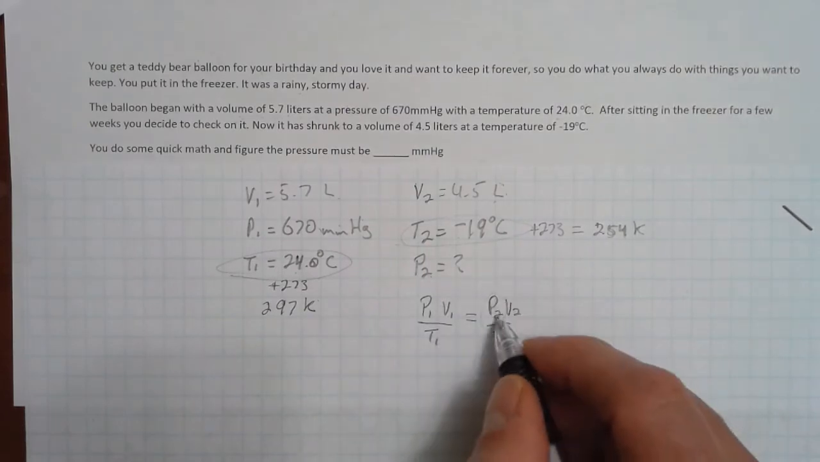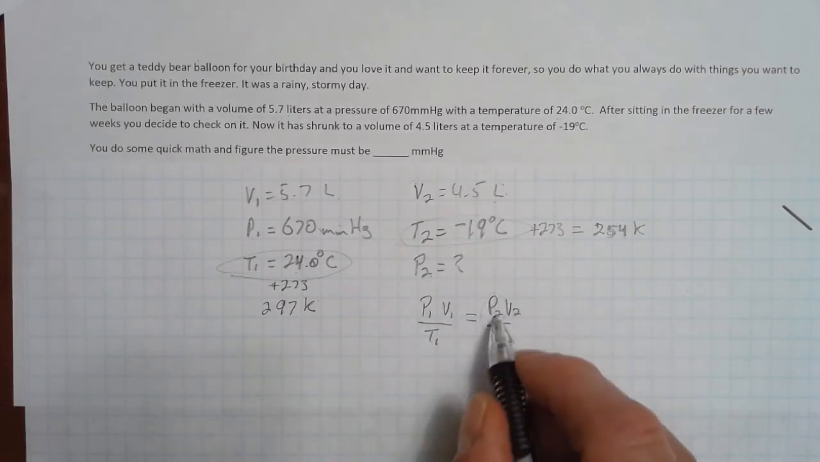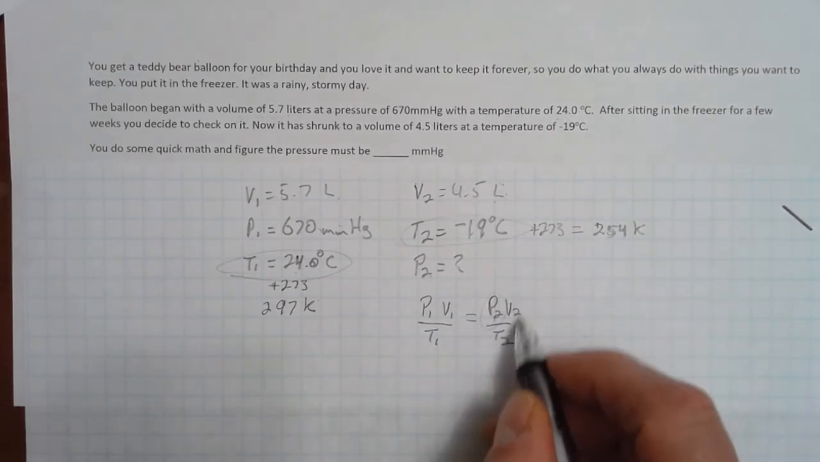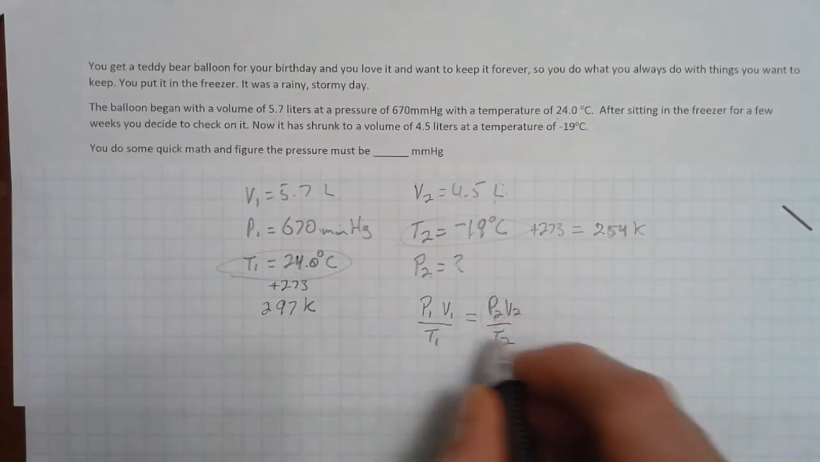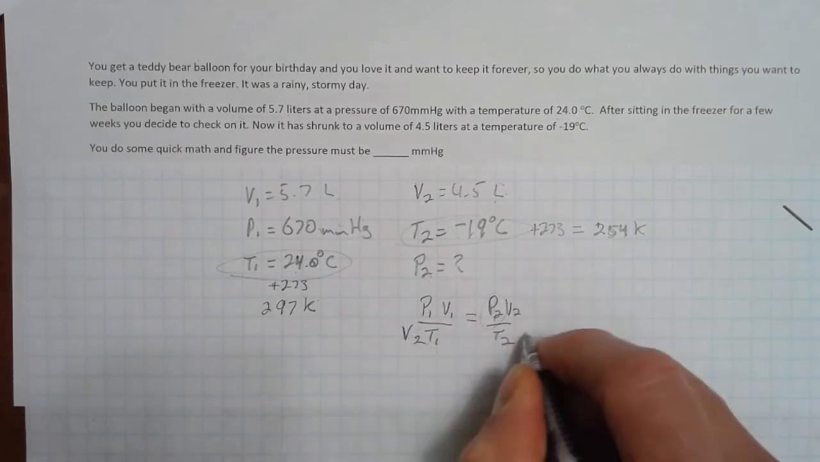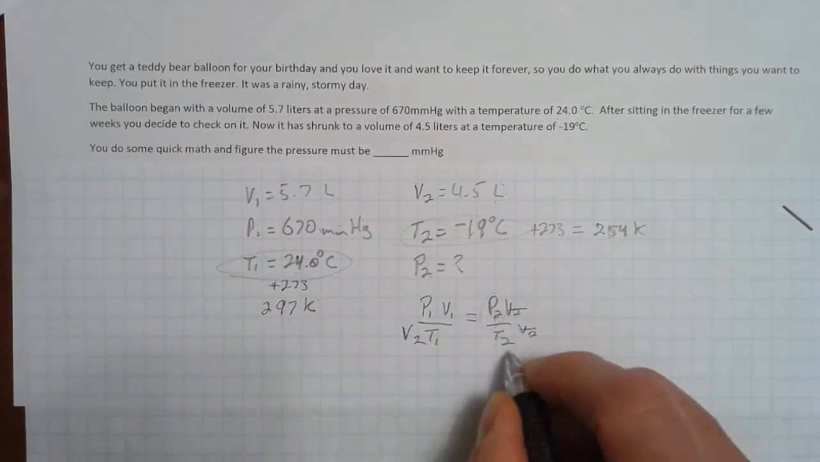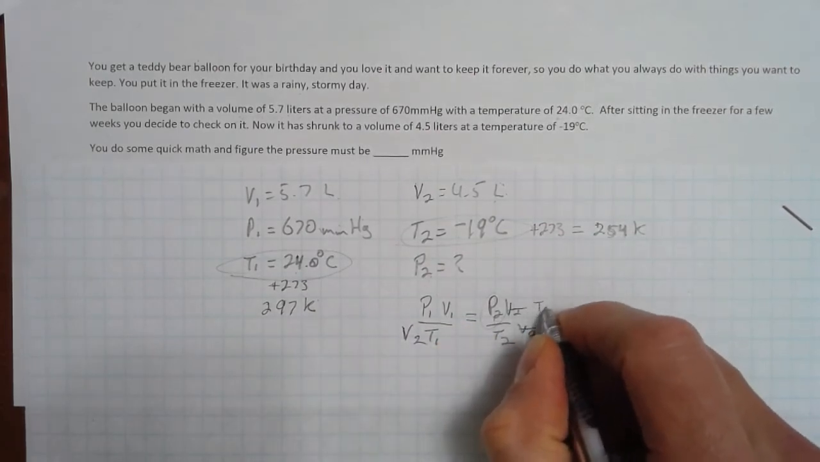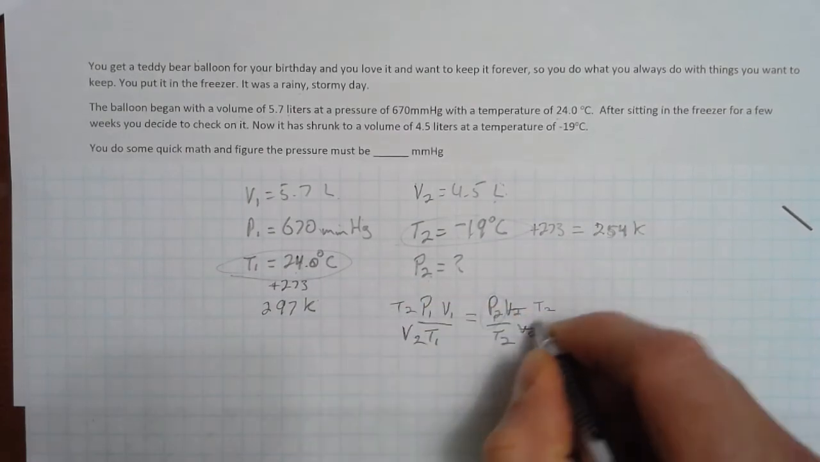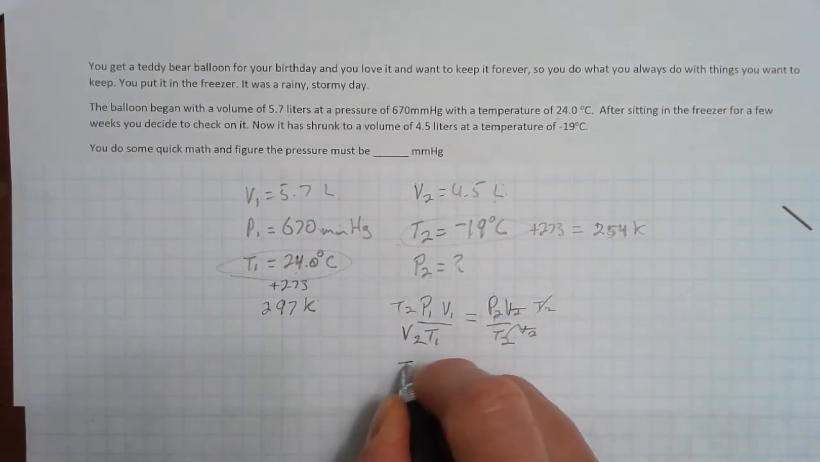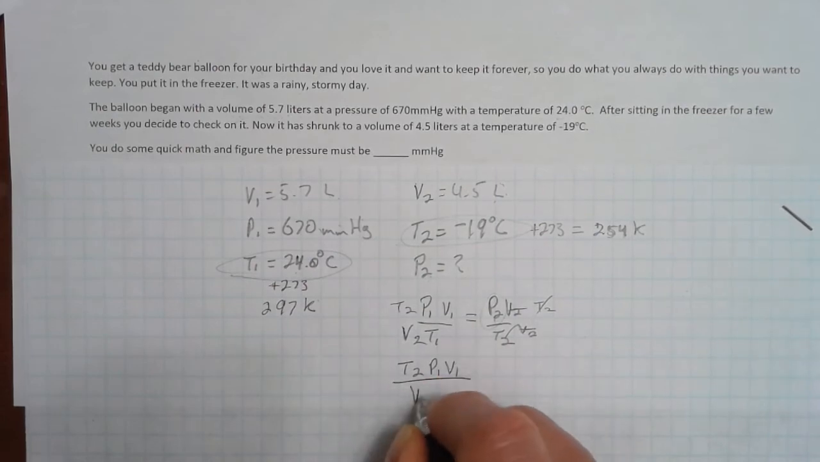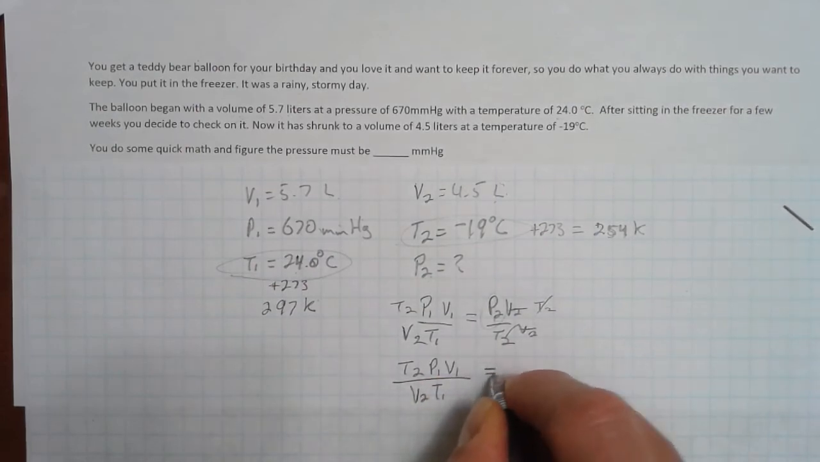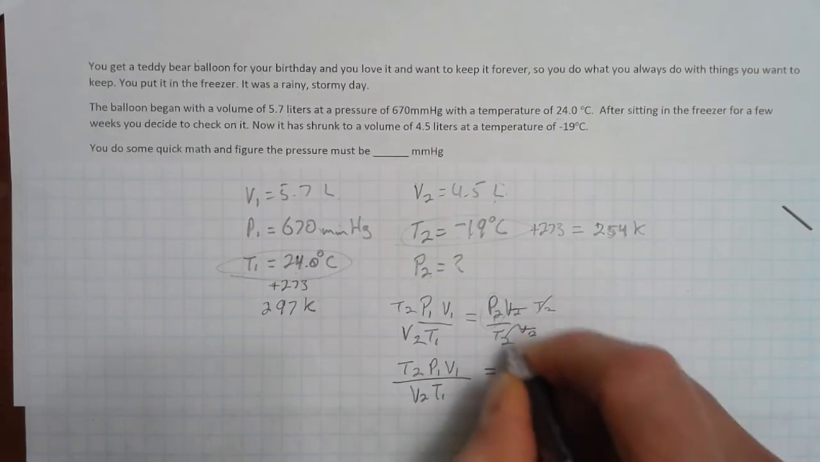So I got to get it all by itself and on top. It's on top. That's nice, but it's got a volume and a temperature there. So let's move that volume over here. Divide both sides by volume 2. Volume 2, volume 2. Multiply both sides by temperature 2. And we've got it. Temperature 2, pressure 1, volume 1, divided by volume 2, temperature 1 is going to equal pressure 2.